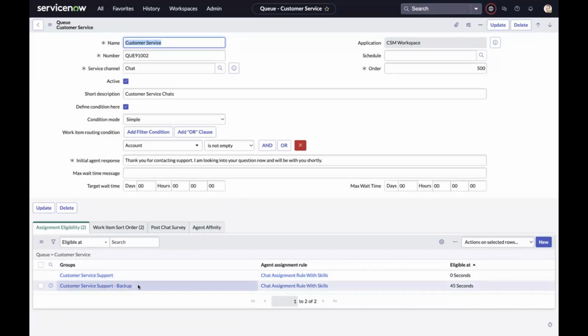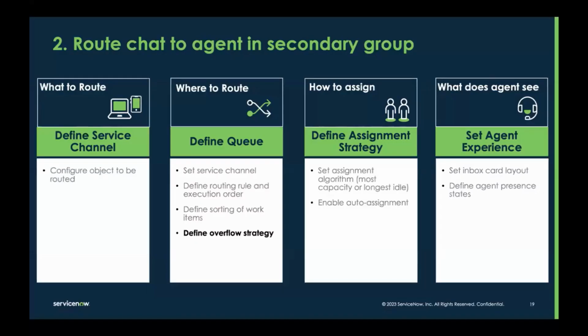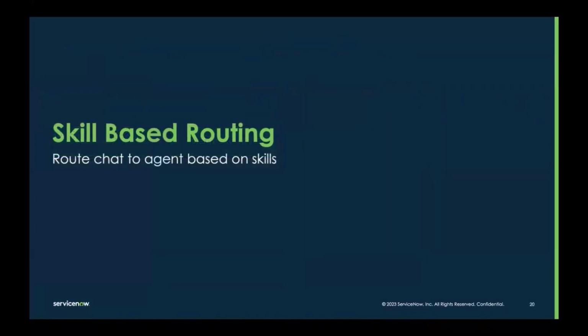Like I mentioned, it doesn't have to be just one group. You can add as many groups as you want. It also doesn't have to be one level. You can add as many levels of overflow as you want. So that concludes the second demo. Let's go to our third demo, which is skill-based routing.